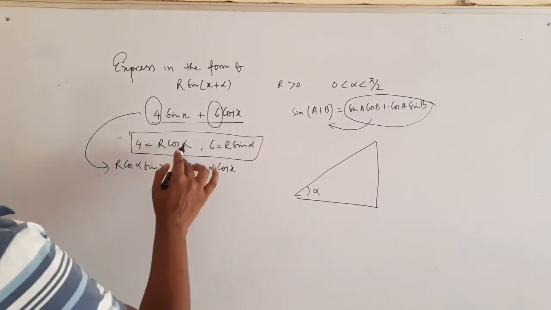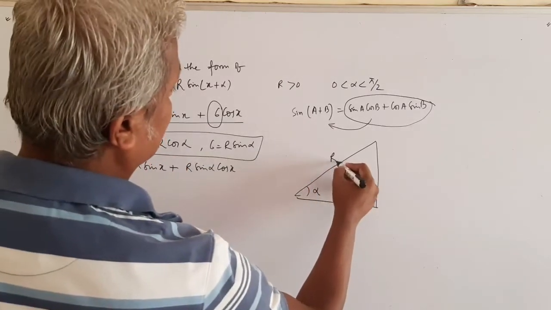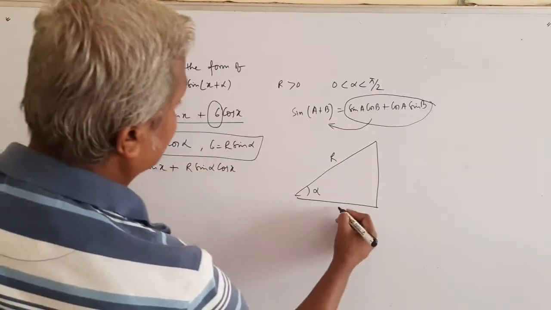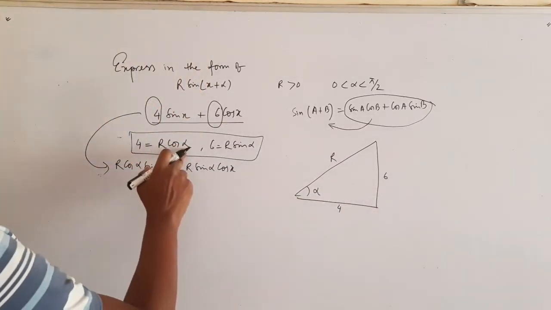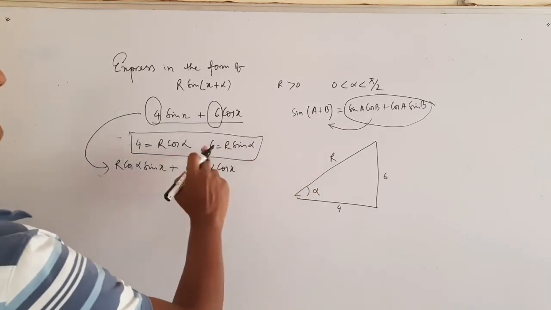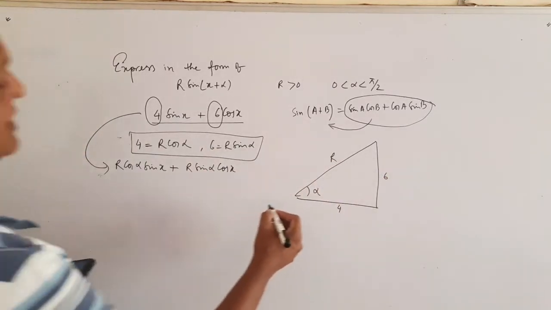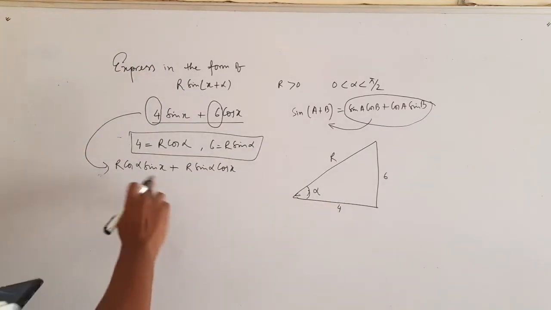Now in this relation, you see that cos alpha is 4 by r, so r is going to be the hypotenuse and 4 will be adjacent, and similarly this will become 6. So see, cos alpha is 4 over r, and sine alpha is 6 over r, opposite by hypotenuse. So we are assuming a right angle triangle like this. This acute angle is alpha, and then we are getting this relation.